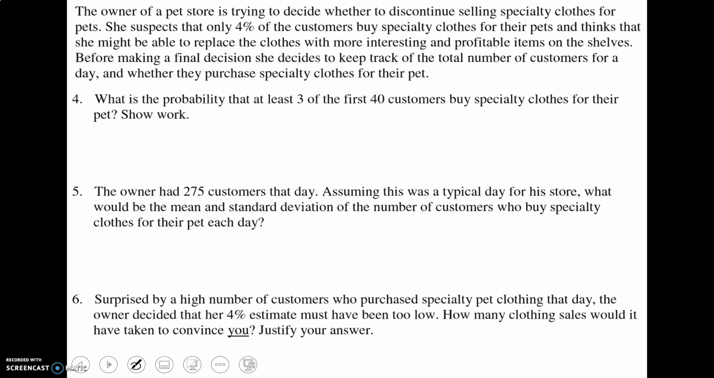4. What is the probability that at least 3 of the first 40 customers buy? So 40 is my n, 3 is my x, so at least 3. Another way to write this is, because you don't want to do x equals 3, x equals 4, x equals 5 and add them up, you want to do 1 minus P of X less than or equal to 2, because you don't want to include it.